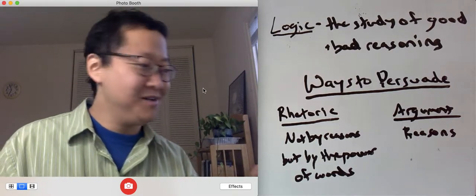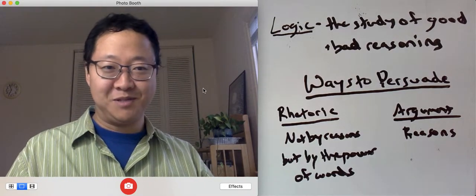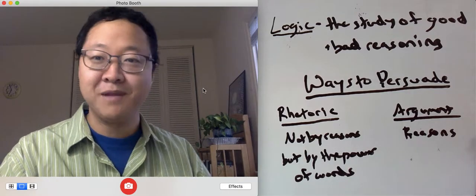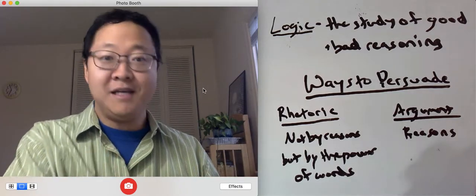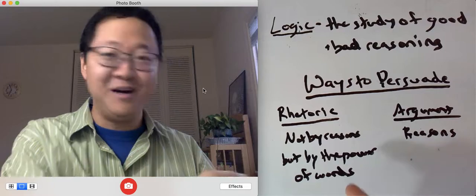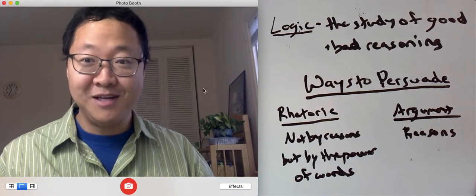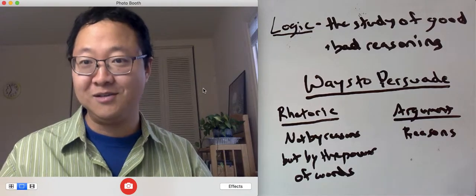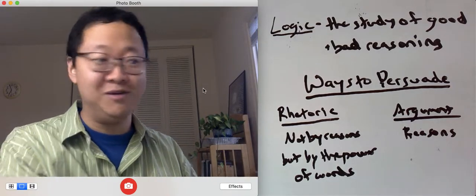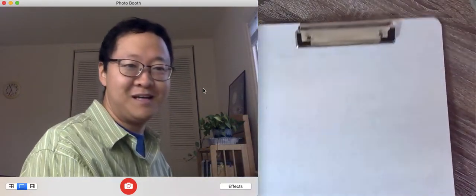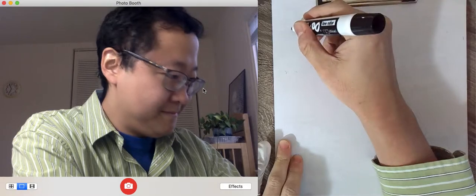So in the last video, we talked about two ways to persuade using rhetoric and argument. And we'll spend a decent amount of time soon on what rhetoric is. But for now, I'm going to teach you what an argument is. So that's the point of this video, to teach you what an argument is. For that, I need another board because I'm running out of space. I'll use this board. So, argument. What is an argument?